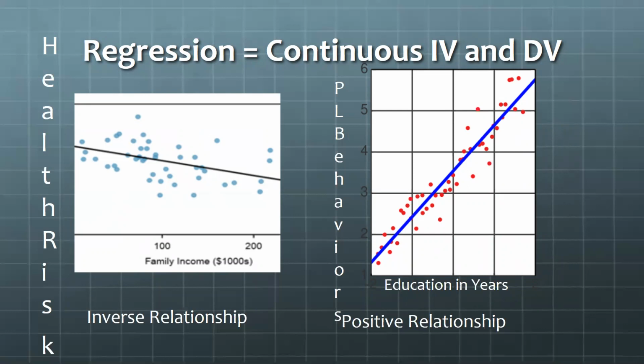So the relationship between the independent variable and the dependent variable here is negative, inverse, and here it's considered positive. So as these behaviors increase, so do the number of educational years. So there's a positive relationship between these two variables and a negative relationship between health risk and family income. So as family income increases, health risk also decreases.